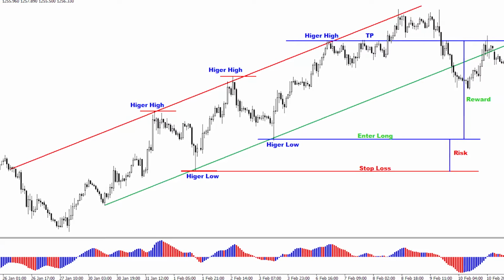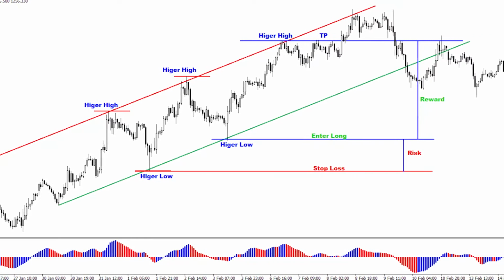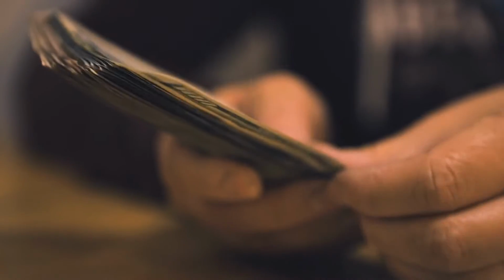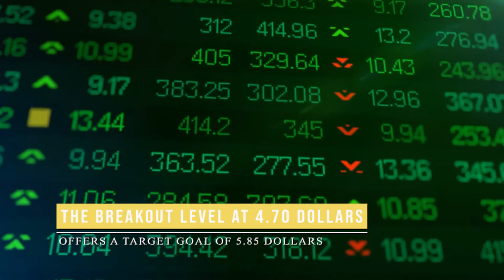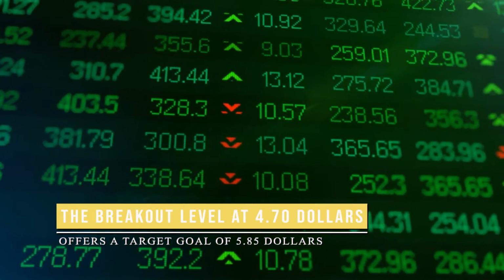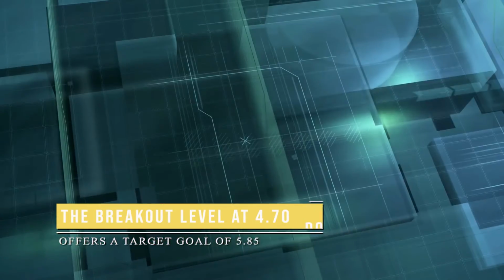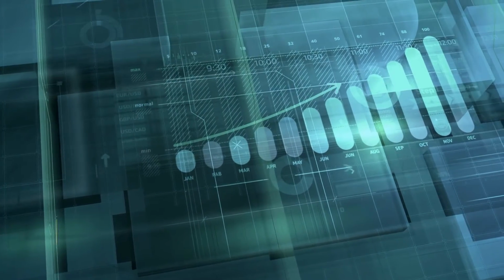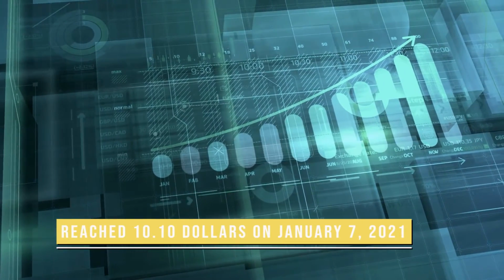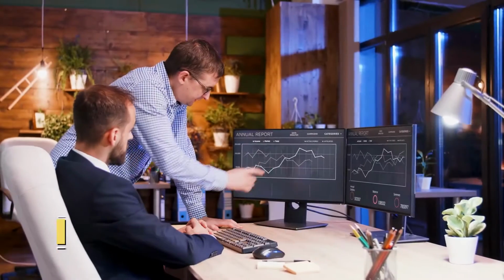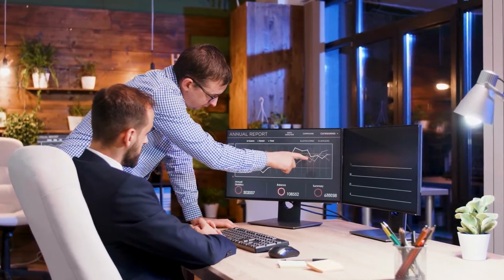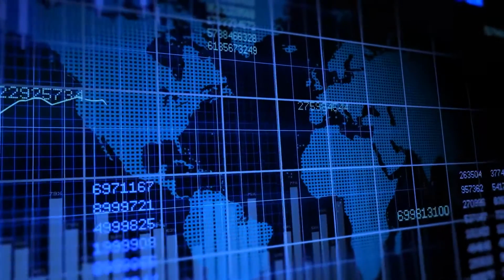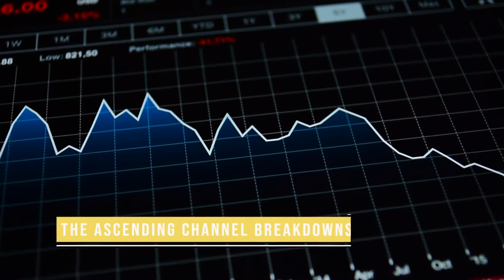The target objective can be determined by adding the height of the channel to the breakout level. In the previous case, the height of the channel is $1.15. Adding that to the breakout level of $4.7 gives a target objective of $5.85. However, the rally turned vertical and rapidly reached $10.10 on January 7, 2021. Thus, it shows that the target objective must be used as a guide and other supporting signs considered before closing the position. Let's move towards the ascending channel breakdowns.